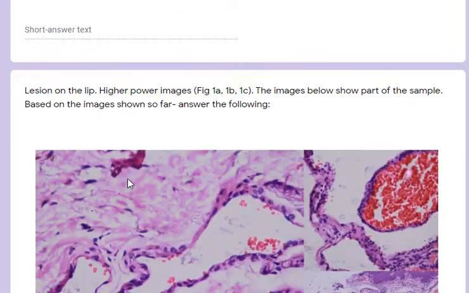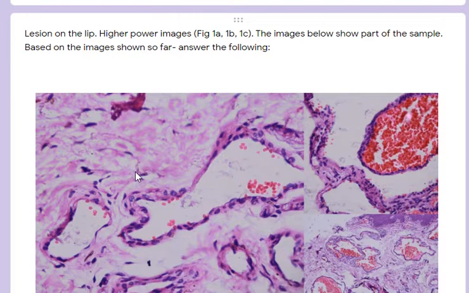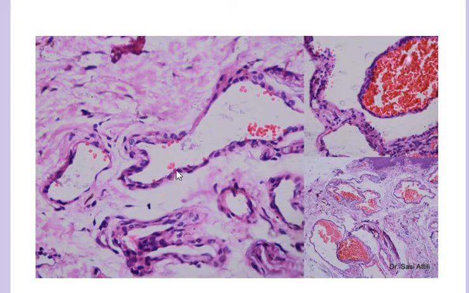Okay. Now you go higher power, so these are further images. At higher power, you can see that these are lined by normal endothelial cells. These are lined by normal looking endothelial cells. Looking at these cells, you won't think otherwise. And this is slightly lesser power. These are higher power images.